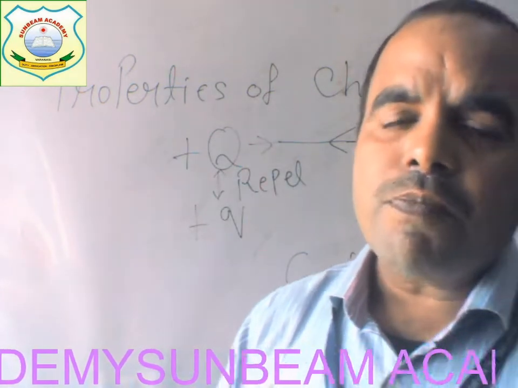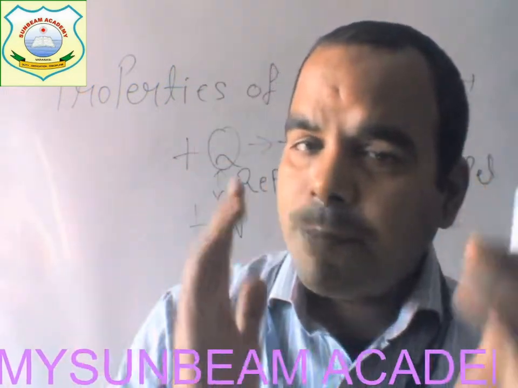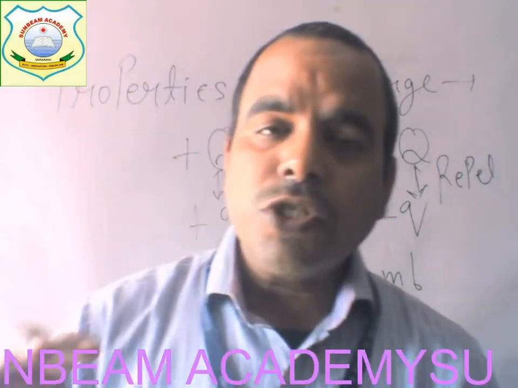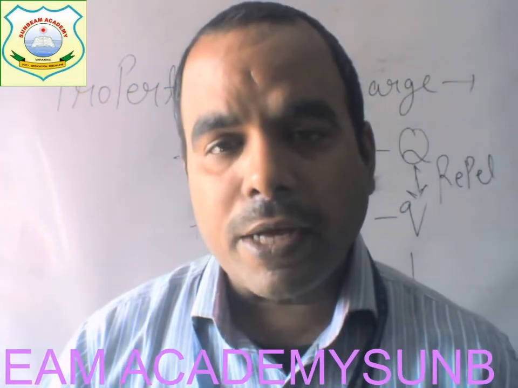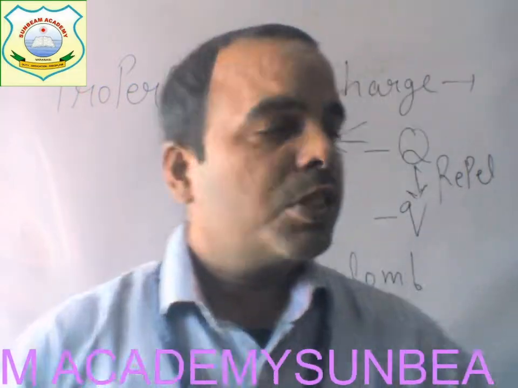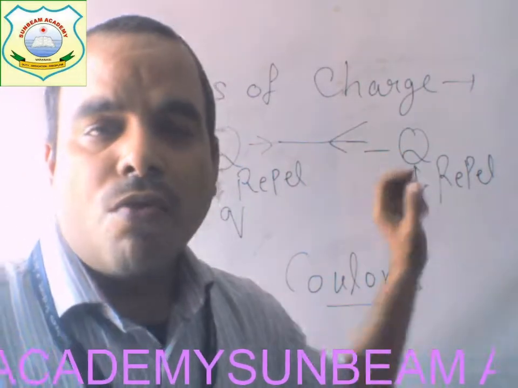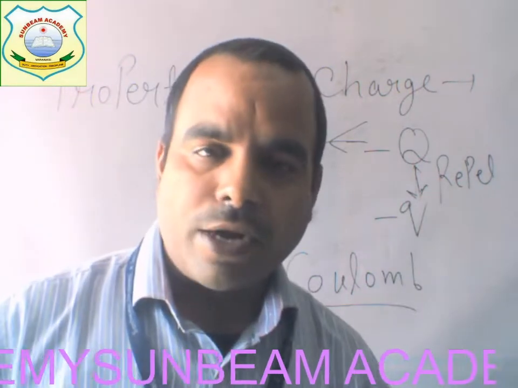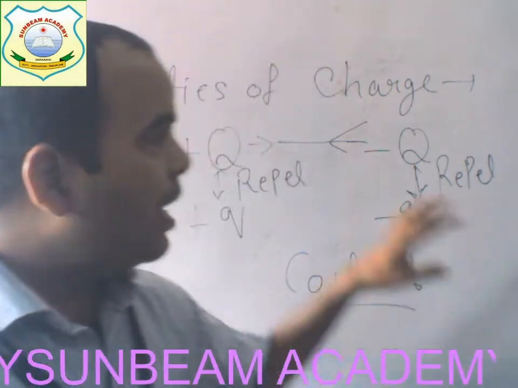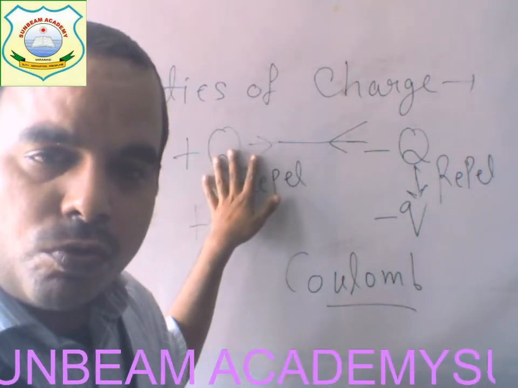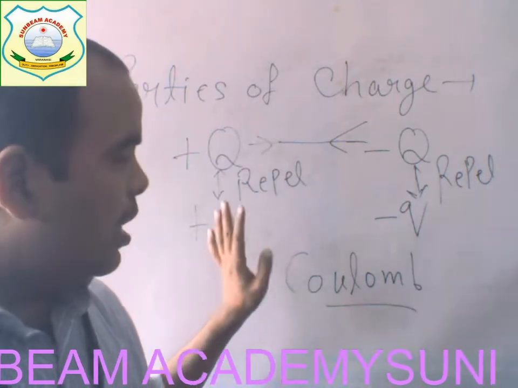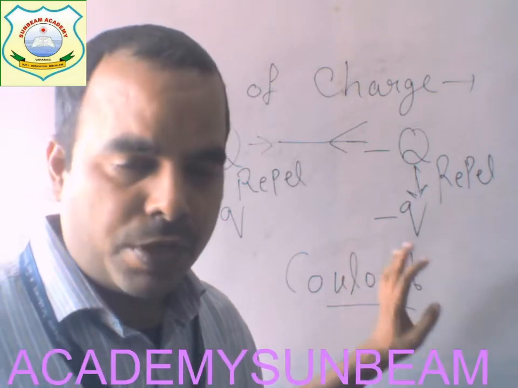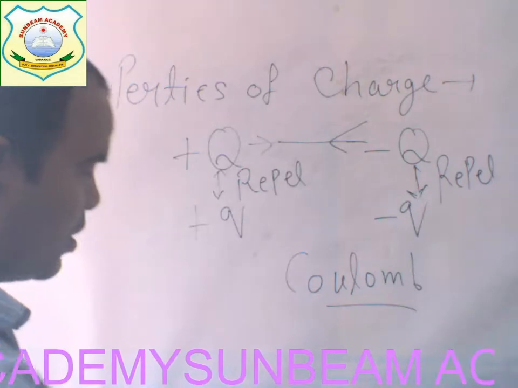Actually, there are many properties of the charge, but the basic and very important property which we will discuss in our syllabus is only one. The same charges will repel each other and the different charges will attract each other. Charge is represented by the symbol plus q or a small q, and the unit for the charge is coulomb, the name of the scientist. So I am writing one statement for that purpose.